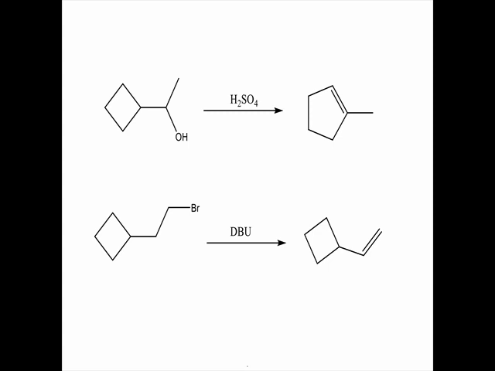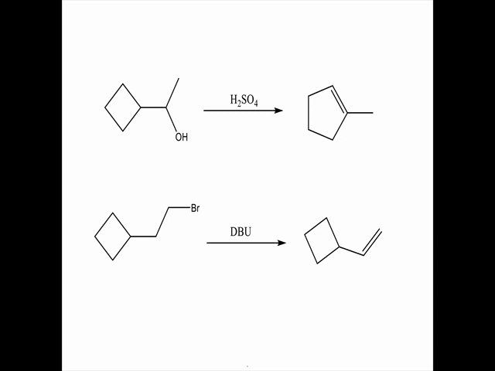The top problem is taking an alcohol, treating it with sulfuric acid, and getting the alkene that you see there. The bottom problem is taking a primary alkyl bromide and DBU. I looked through the slides, and you haven't been introduced to that. All you need to know is DBU is a bulky non-nucleophilic base. So just think of it as a base, and it's undergoing a reaction to give an alkene.